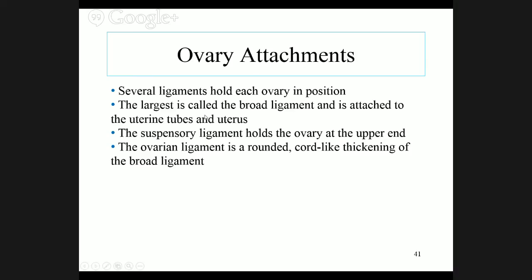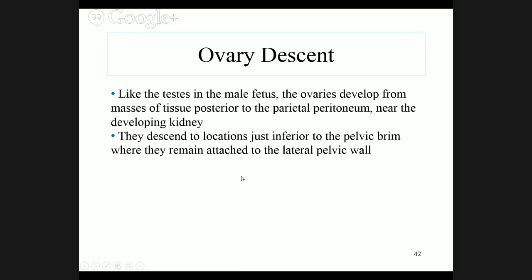Several ligaments hold each ovary in position. The largest, called a broad ligament, is attached to the uterine tubes and uterus. The suspensory ligament holds the ovary at the upper end. The ovarian ligament is a rounded cord-like thickening of the broad ligament. Like the testes in the male fetus, the ovaries develop from the masses of tissue posterior to the parietal peritoneum near the developing kidney. They descend in locations just inferior to the pelvic brim, where they remain attached to the lateral pelvic wall.